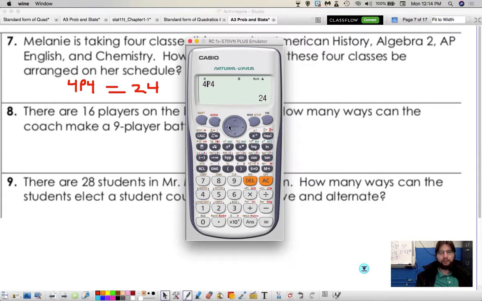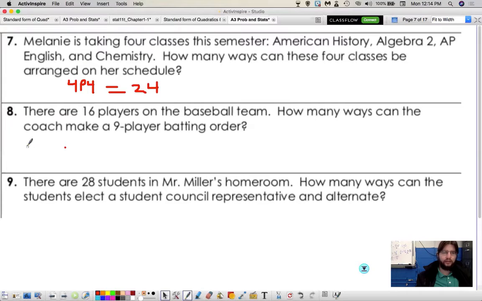It's 4 factorial, which is 4 times 3 times 2 times 1. So yeah. 16 players, that's what we're starting with. That's our total. We're choosing 9 players.